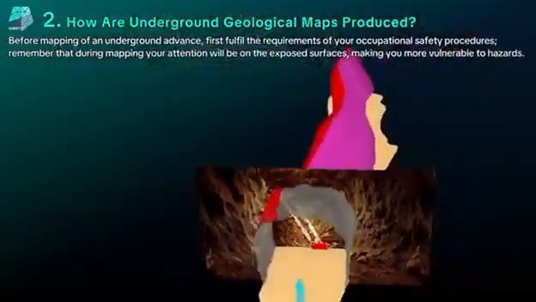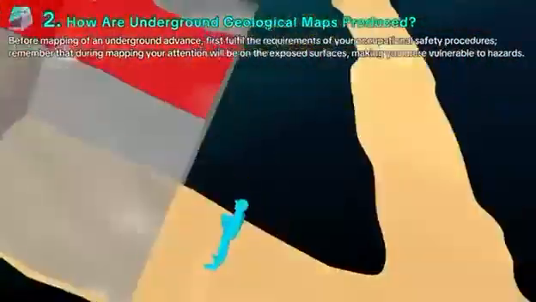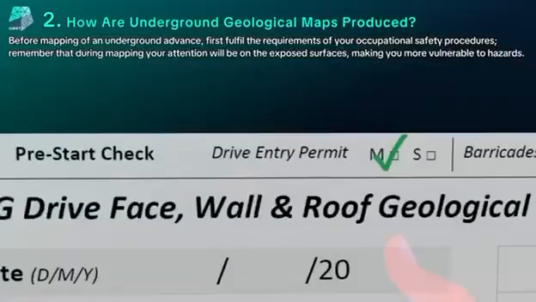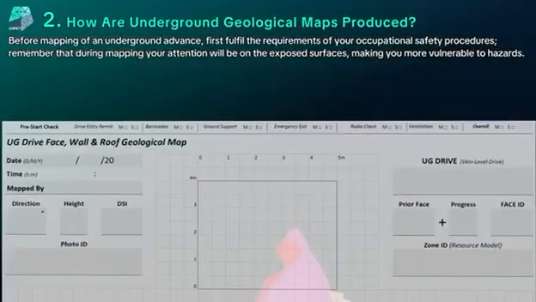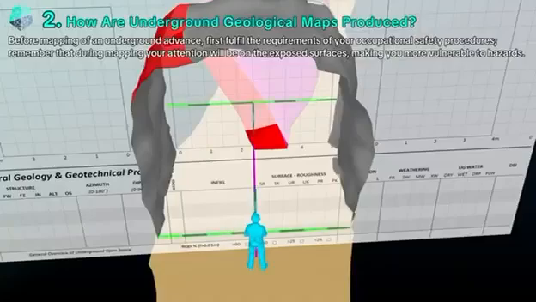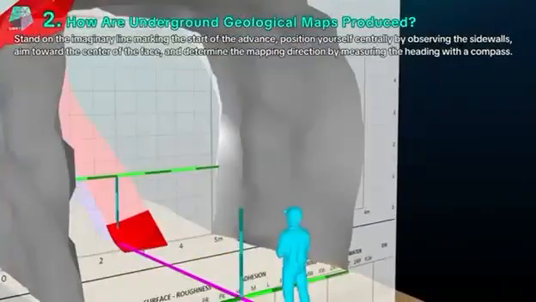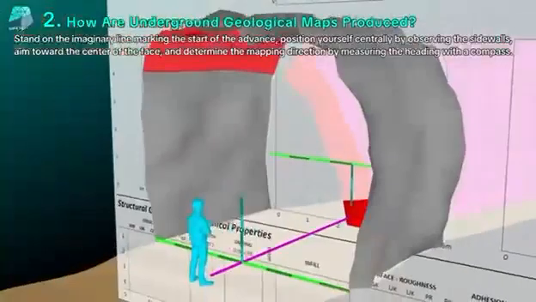Before mapping of an underground advance, first fulfill the requirements of your occupational safety procedures. Remember that during mapping, your attention will be on the exposed surfaces, making you more vulnerable to hazards. Stand on the imaginary line marking the start of the advance. Position yourself centrally by observing the sidewalls.